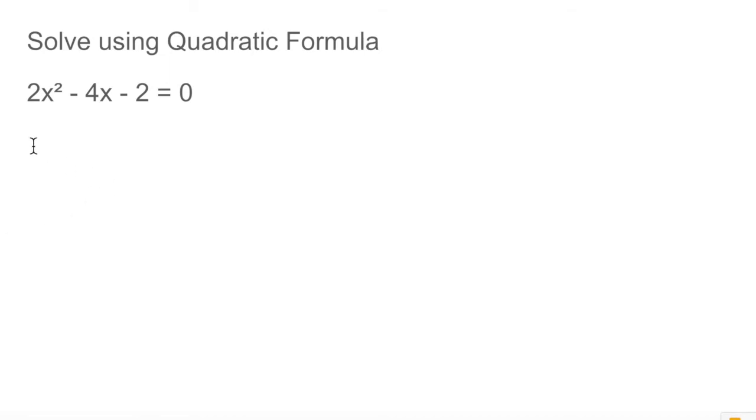So let's do a couple of them and see how it works. Here, what do we have for a? A equals 2, the coefficient of x squared. B equals negative 4, the coefficient of x, and c is the constant, which is negative 2. You can see the negative sign there. Now we're just going to plug these values into that quadratic formula that we saw on the previous slide.